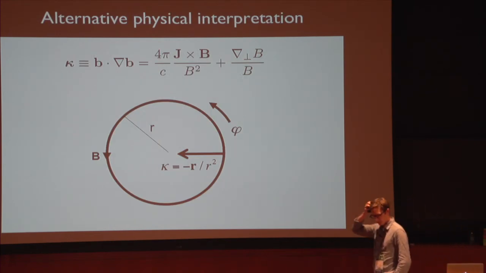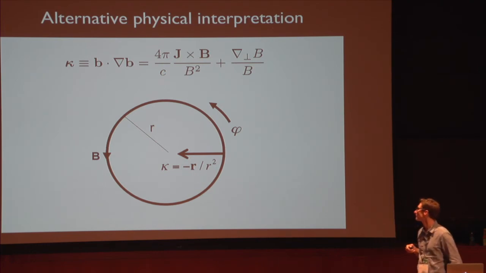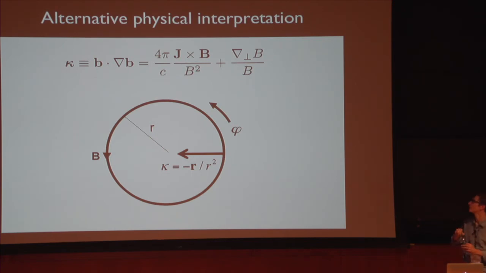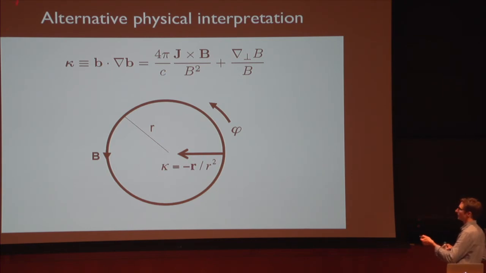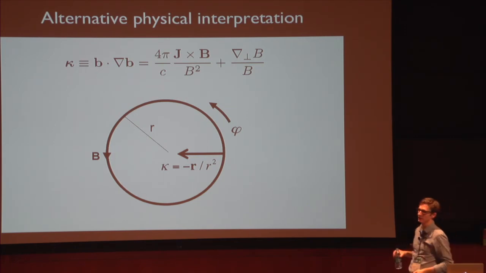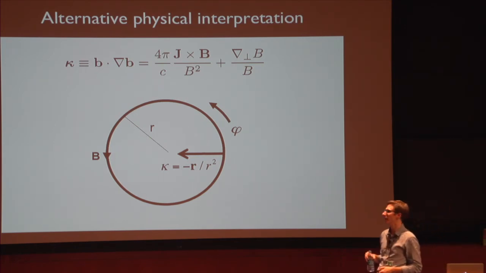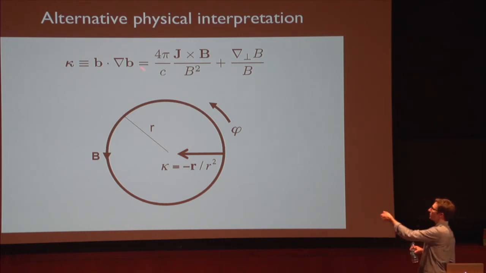So we can recast this equilibrium expression that I derived for you guys in a different way, which might be a bit more physically intuitive. If we define this kappa, which I'm showing you here, which is the curvature vector, to be b hat dot grad b, where this little b here is the unit vector in the direction of the magnetic field, you can see why this is the curvature vector if you look at a simple case.